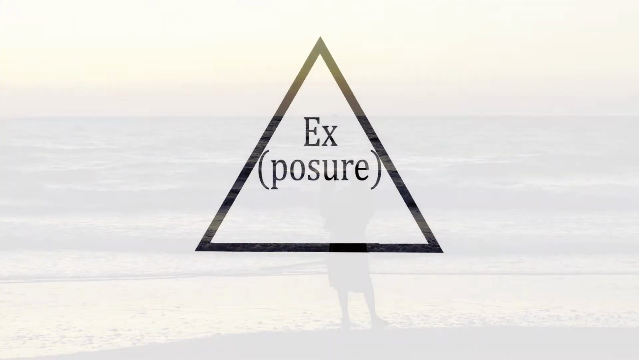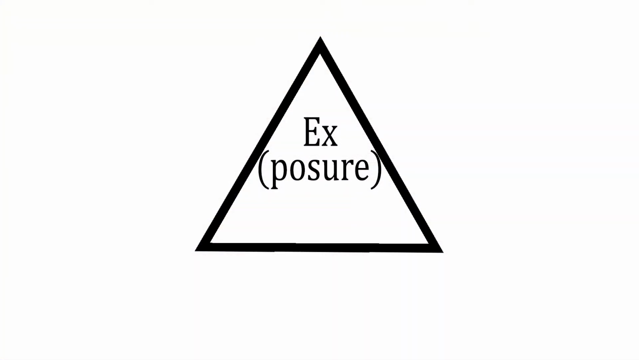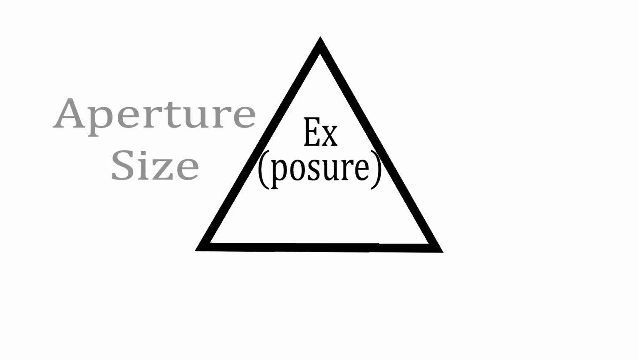A correct exposure is made up of three interrelated elements, hence the use of a triangle. The first of which is aperture size. This is determined by the iris in the lens that is fitted to your camera. The aperture determines how much light enters your camera when you press the shutter release button. A wide aperture will allow more light to enter your camera than will a small one.